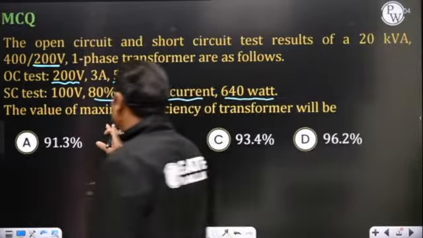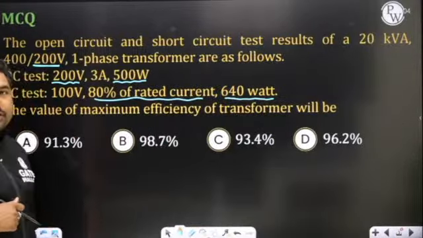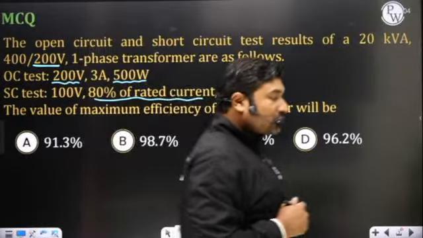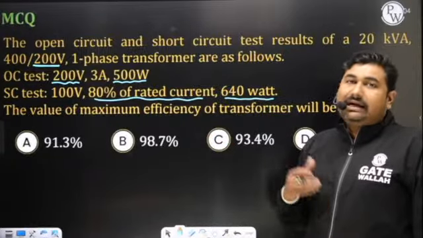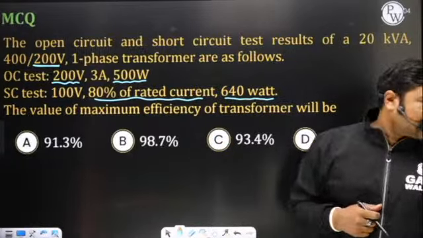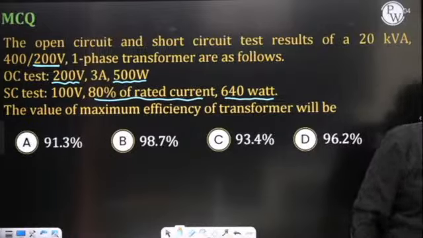Then we need to find the value of maximum efficiency of the transformer. We know the condition at which the efficiency of the transformer is maximum, and then we can use the formula. So please try. Okay.